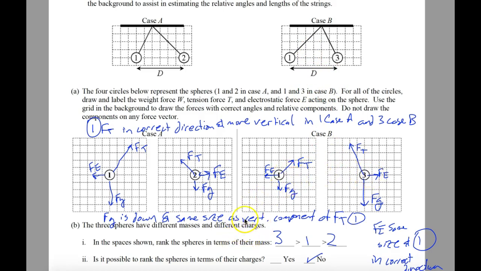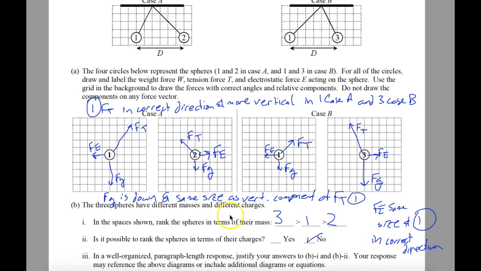In the spaces below, they want us to rank the spheres in terms of their mass. So 3 has got to be the biggest. Notice that it has the biggest force of tension, followed by number 1, which is here. So it's got the next biggest force of tension. And then finally, number 2. Is it possible to rank the spheres in terms of their charges? No, you can't do that.